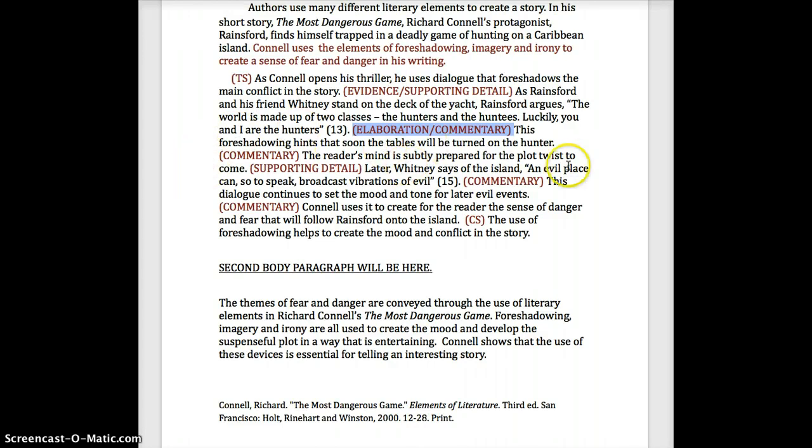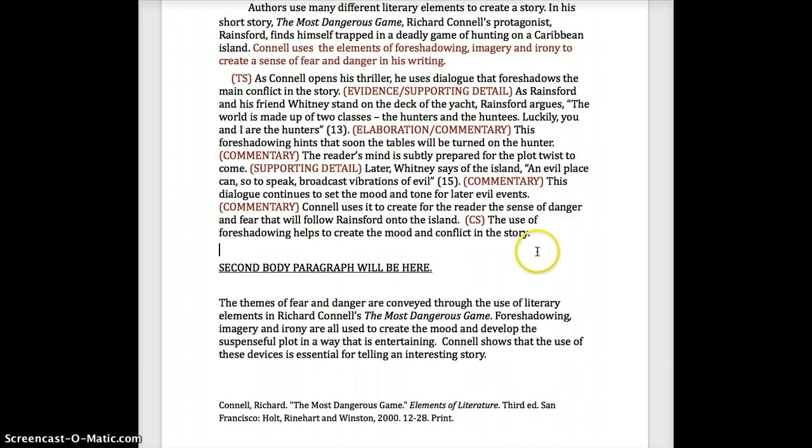2 sentences of commentary followed by another supporting detail. Again, a specific example of something that happened in the literary work, followed by 2 sentences of commentary. Okay? What does it mean? What does it show? What does it teach you? Okay, the body paragraphs finish with a concluding sentence. Body paragraphs should be about 100 words. Body paragraphs with this pattern, which is 2 supporting details and 4 sentences of commentary.